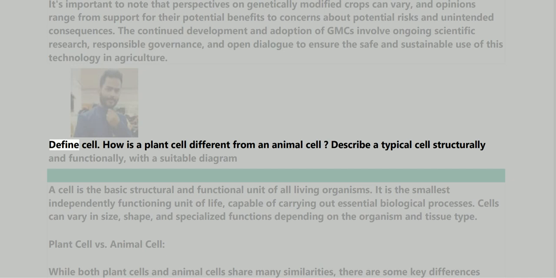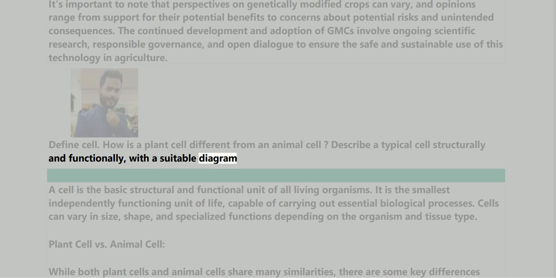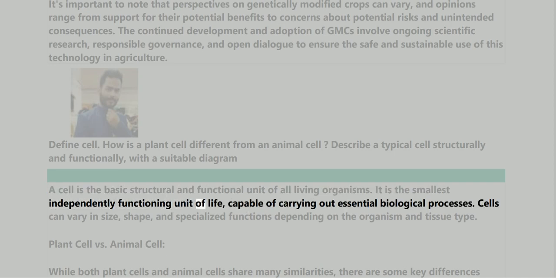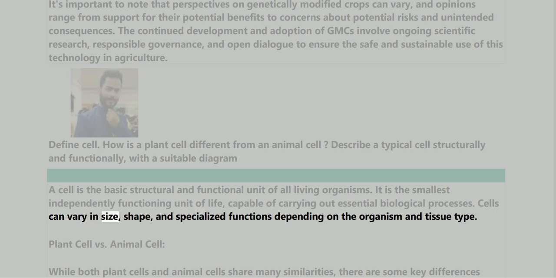Define cell. How is a plant cell different from an animal cell? Describe a typical cell structurally and functionally, with a suitable diagram. A cell is the basic structural and functional unit of all living organisms. It is the smallest independently functioning unit of life, capable of carrying out essential biological processes. Cells can vary in size, shape, and specialized functions depending on the organism and tissue type.